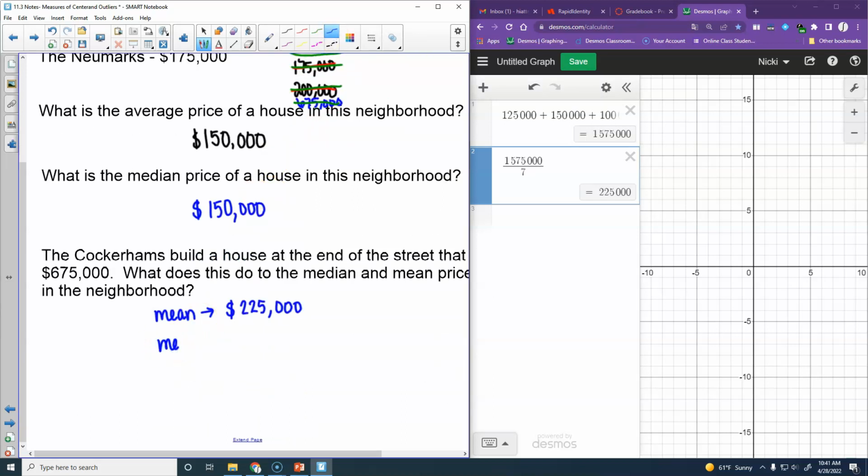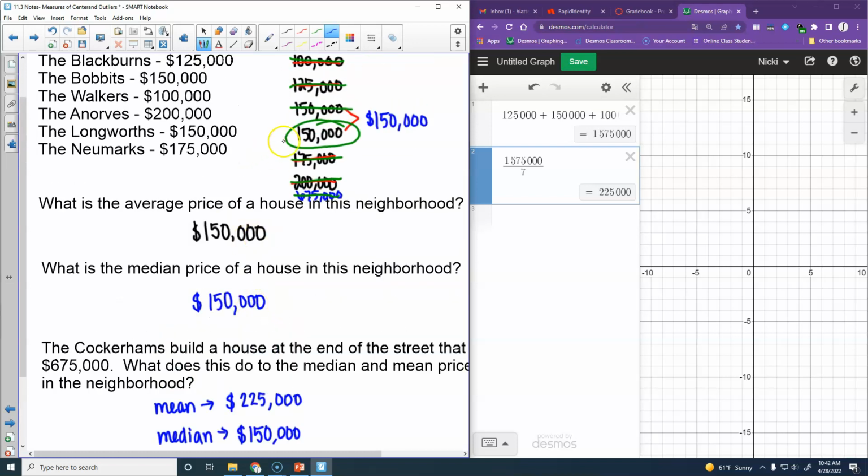So my median would be 150,000. Sometimes the median changes whenever you add a bigger number, but it's just going to go up to the next number that was above it. Even if we added one more expensive house, the median will go up to in between 150 and 175. But it's not going to make huge jumps whenever you add a more expensive house. But the mean is now 225,000.